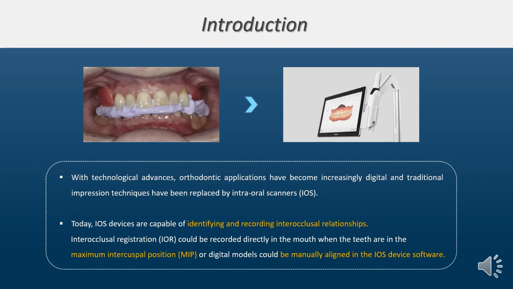With technological advances, orthodontic applications have become increasingly digital and traditional impression techniques have been replaced by intraoral scanners. Nowadays, IOS devices are capable of identifying and recording interocclusal relationships. Interocclusal registration could be recorded directly in the mouth when the teeth are in the maximum intercuspal position, or digital models could be manually aligned in the IOS device software.